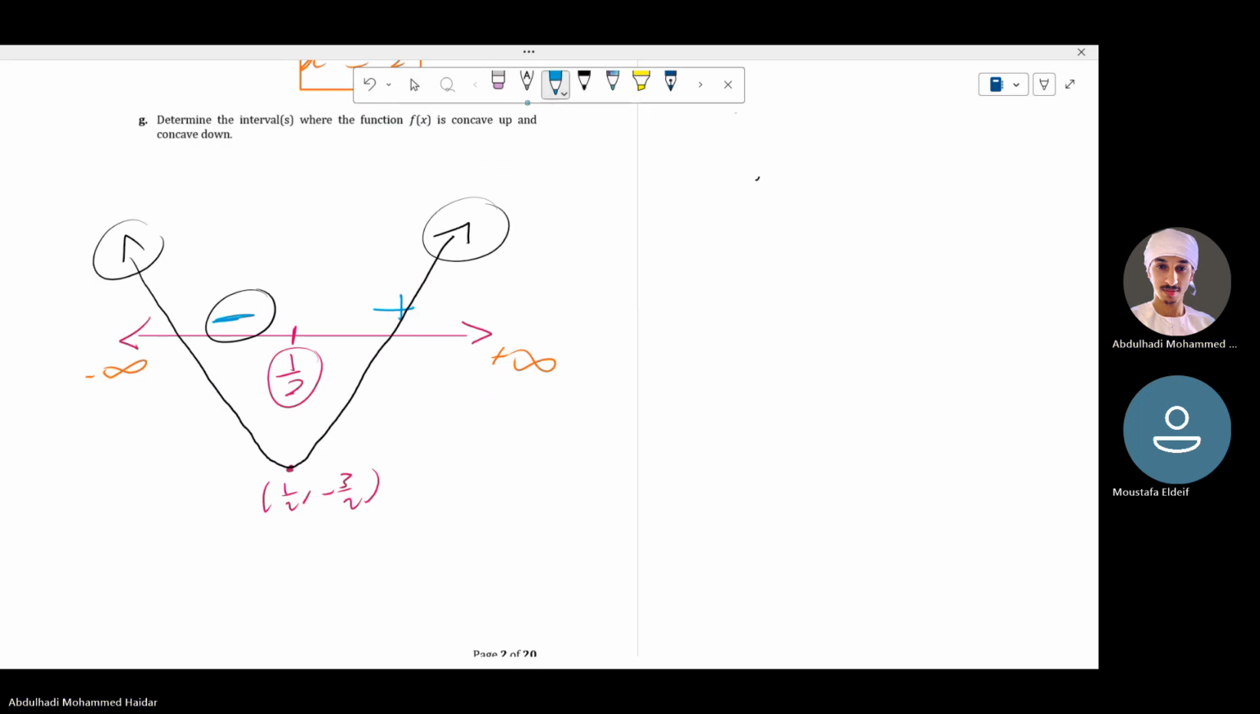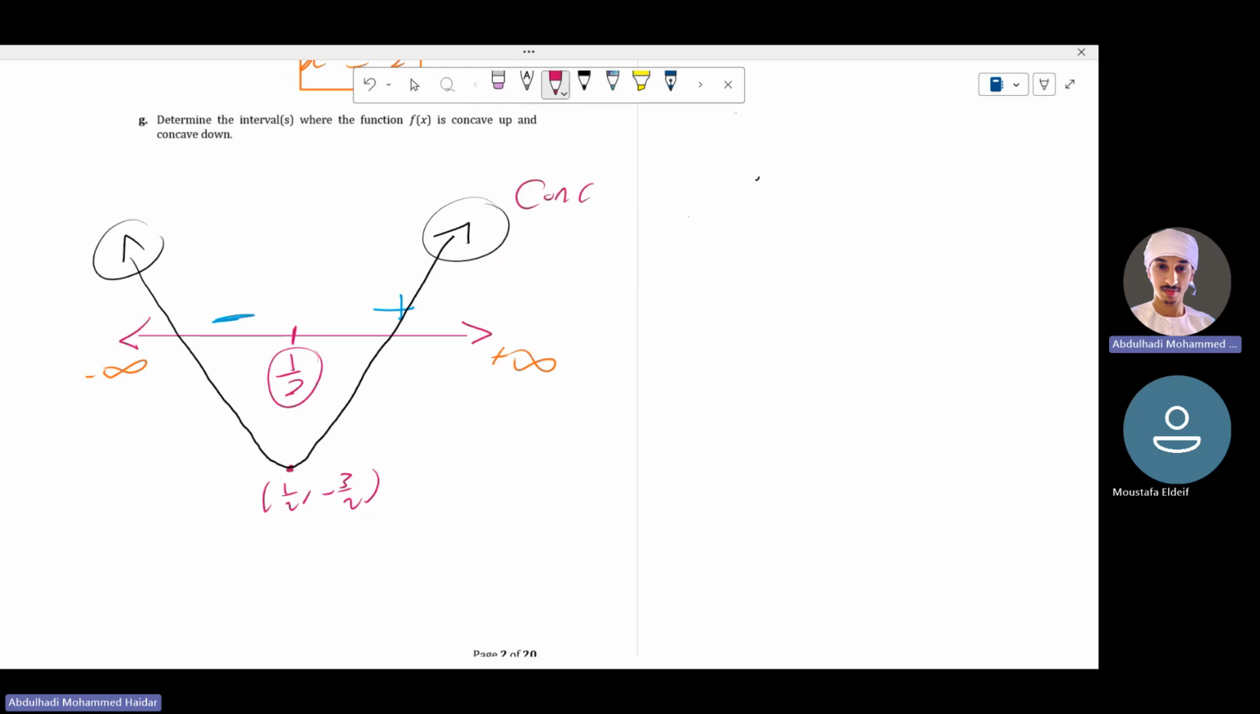Increasing is the positive signs. Here the concave up is the positive signs. Decreasing is the negative signs. Here the concave down is the negative signs. So same approach. So the concave up, and always the increasing and decreasing, also the concavity, concave up and concave down, are always open intervals, not closed intervals.